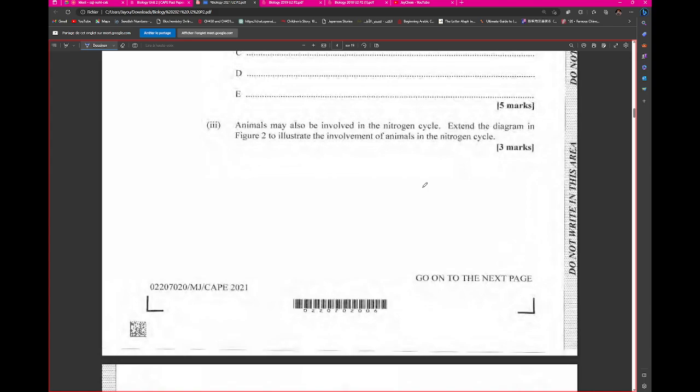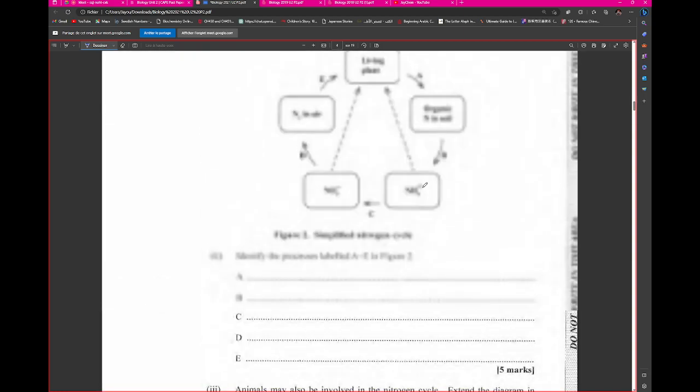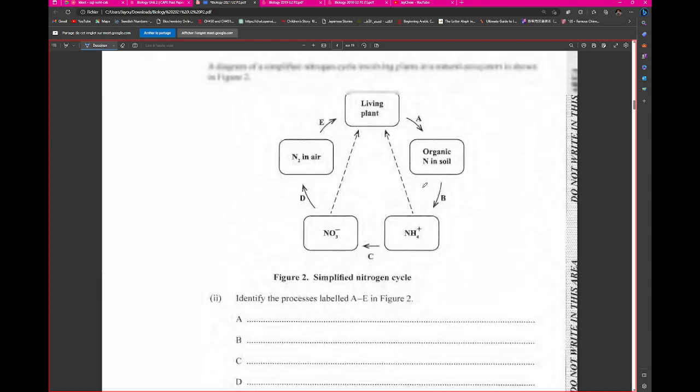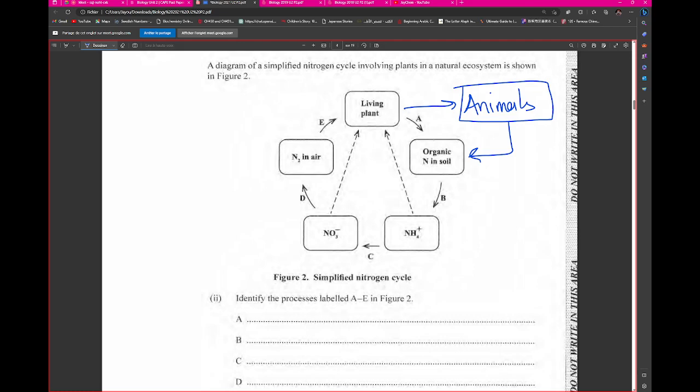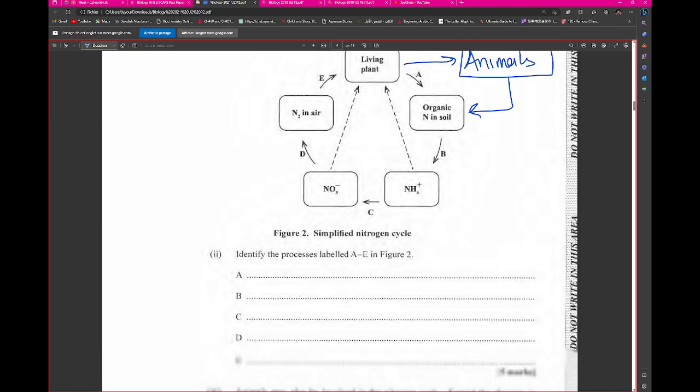Extend the diagram in figure 2 to illustrate the involvement of animals in the nitrogen cycle. How would animals be involved in the nitrogen cycle? You're gonna have animals, right? Living plants, and animals will also decay, right? So we're gonna have that there. That's how they're going to be re-implemented into the cycle.